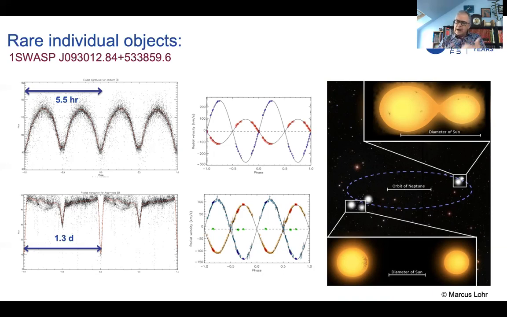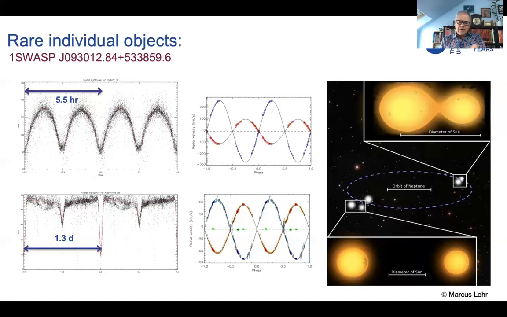And as they orbit around each other, we get this different projection of their surface brightness, and we get this continuous variation in light, repeating every 5.5 hours. 5.5 hours is just the time it takes for the two stars to go around each other. But then in that same light curve, when we folded it at the longer period of 1.3 days, we got the light curve shown in the bottom left.